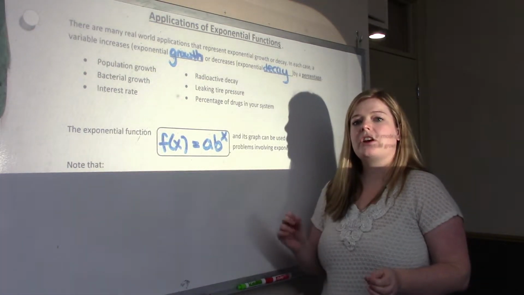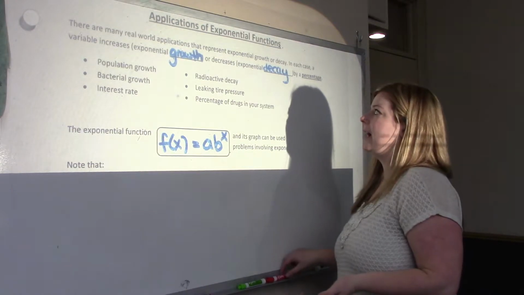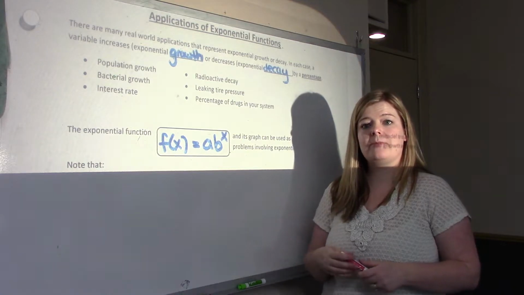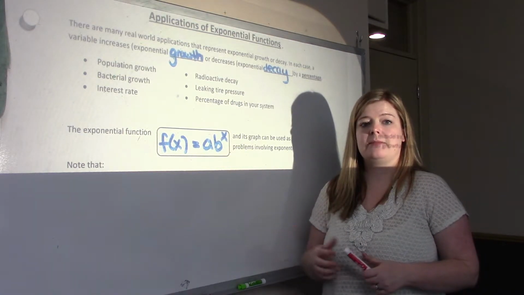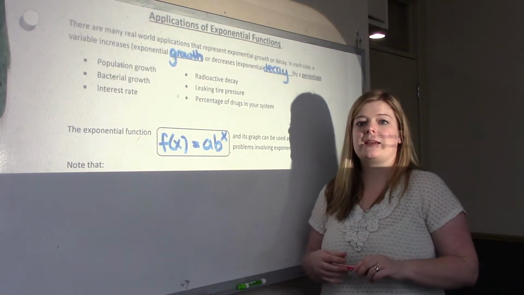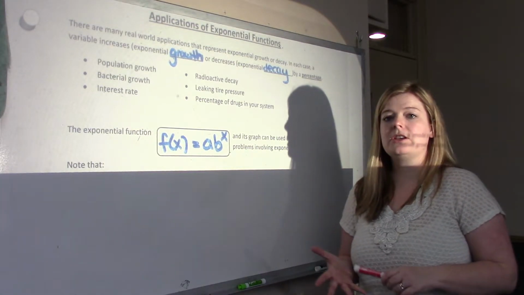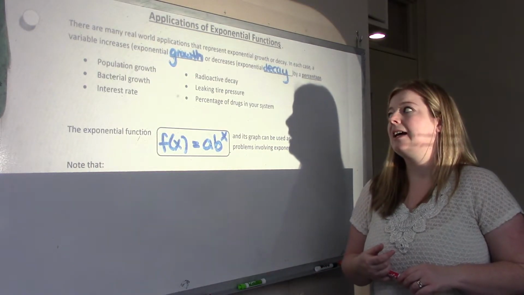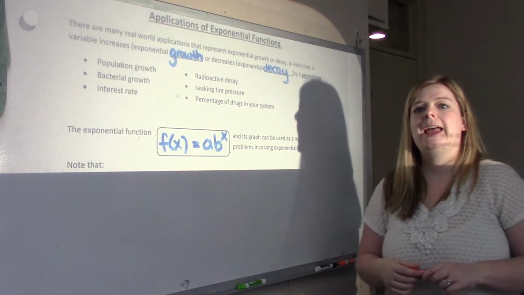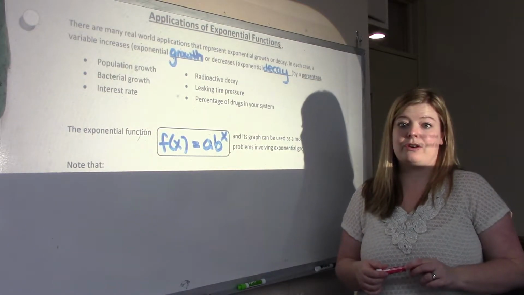In each case, a variable either increases, so that's exponential growth, or decreases, which would be exponential decay, by a percentage. So instead of going up by 2 every time, for instance, it would be multiplied by 2 every time. Or instead of going down by 5, it might be decreasing by 50% or half. Okay, so some common examples include population growth, bacterial growth, interest rate, radioactive decay, leaking tire pressure, percentage of drugs left in your system. Anything that's being multiplied or divided by a constant amount will be exponential growth.